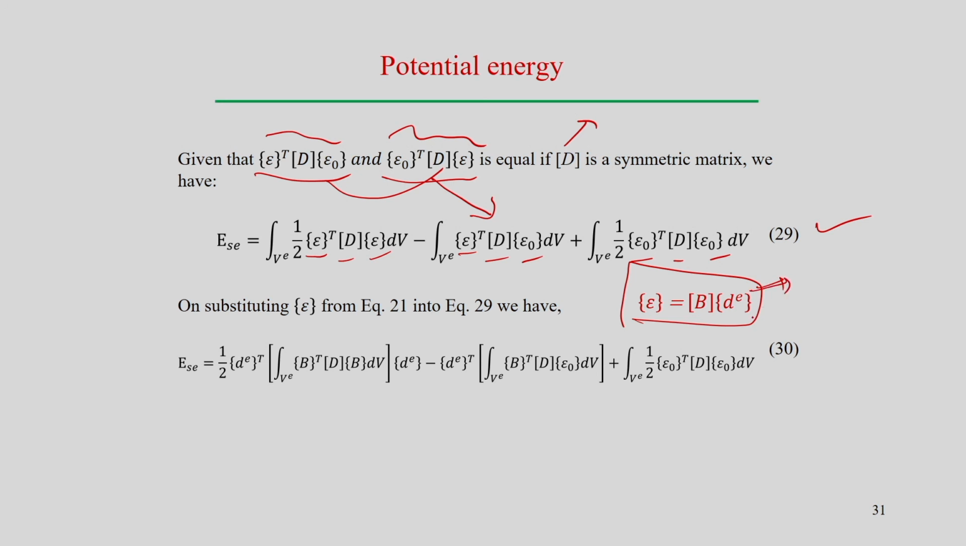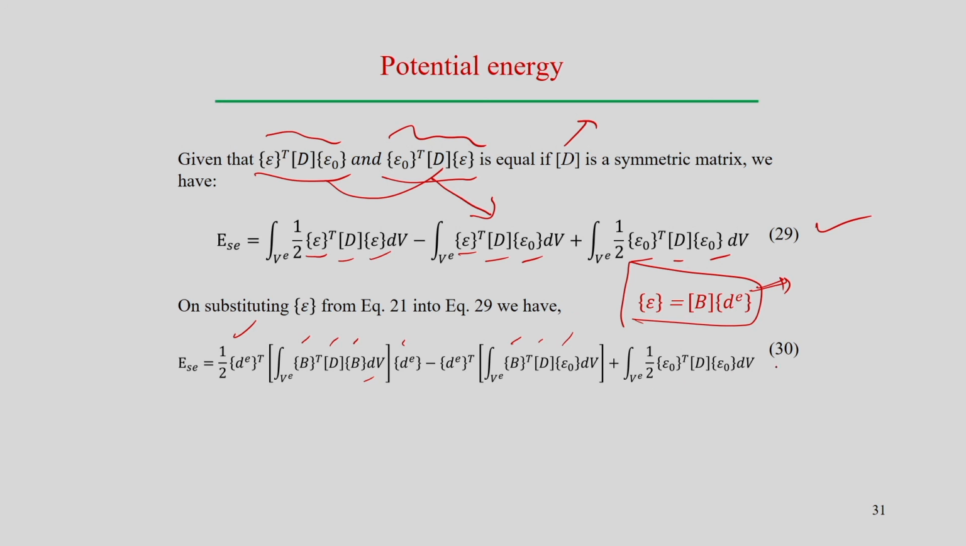The strain displacement relation we have already established: the strain is B times dE, where B is the strain displacement matrix. Now, put this value in. dE is not exactly a variable; rather, it indicates the value of the displacement field at the node points of a particular element. So dE we keep outside of the integral, and inside there is B transpose dB into dV, and similarly B transpose d and epsilon 0, the initial value, over the dV.